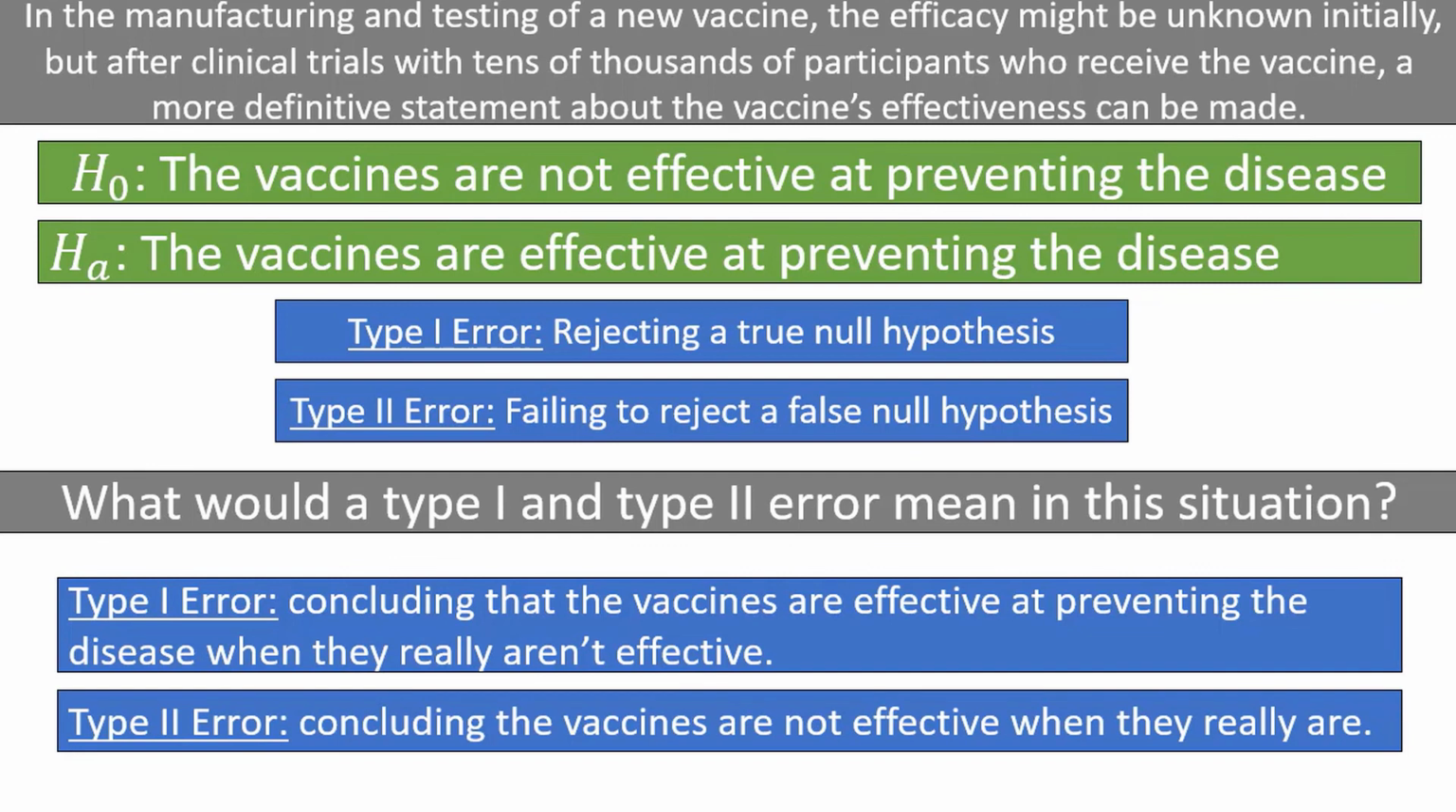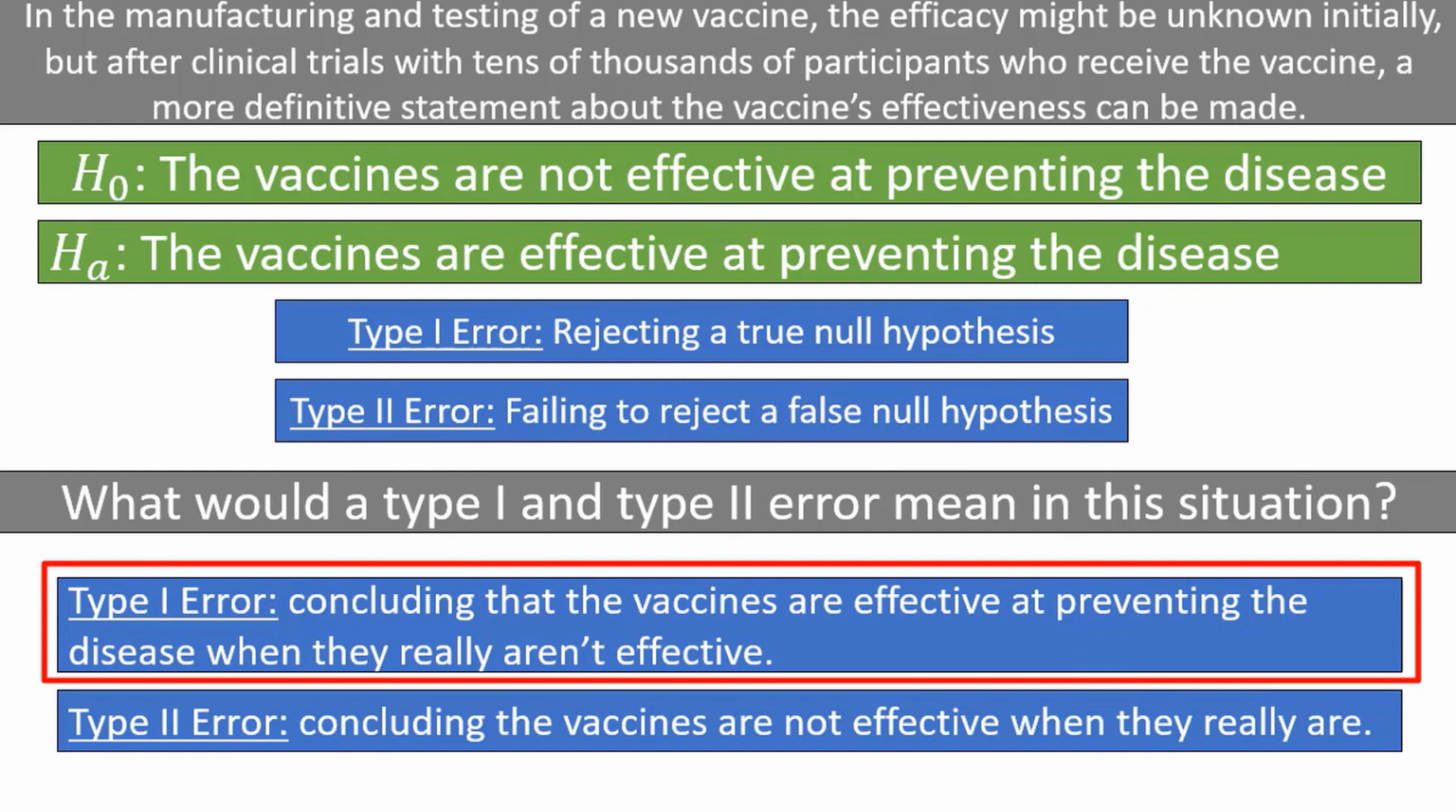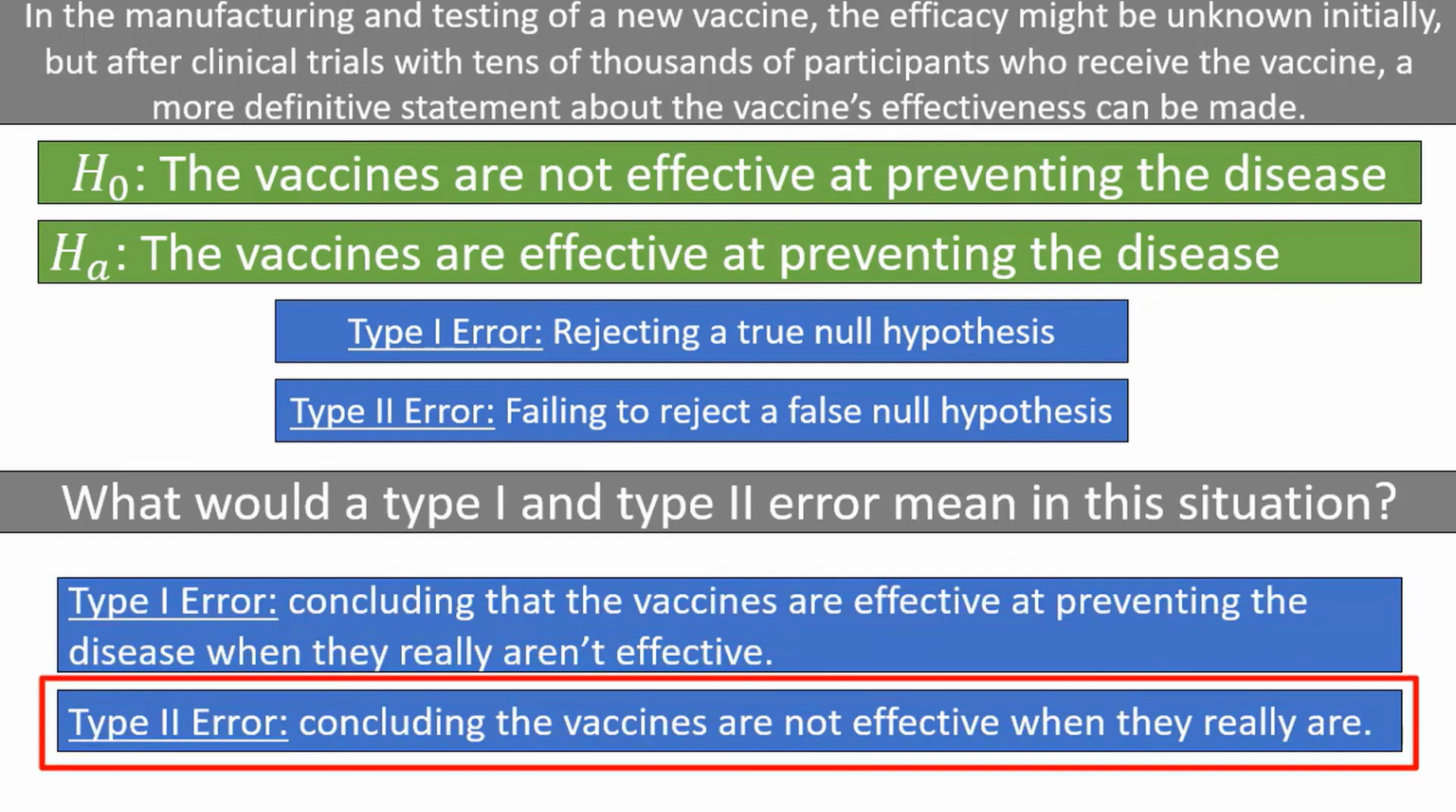In cases like these, researchers would want to minimize type 1 error. We generally try not to conclude that any medication or vaccine works unless there is very good evidence for it. Type 2 error here still isn't good.